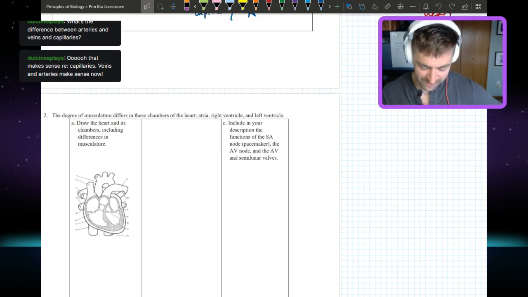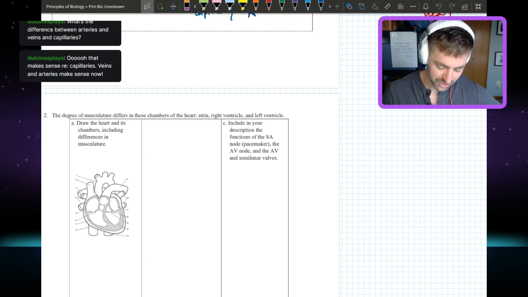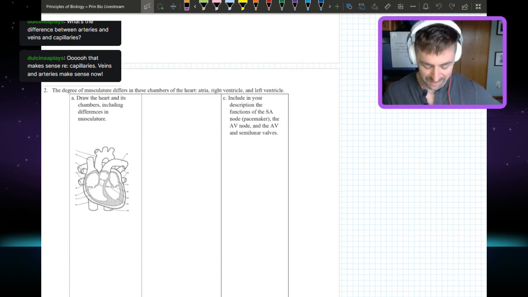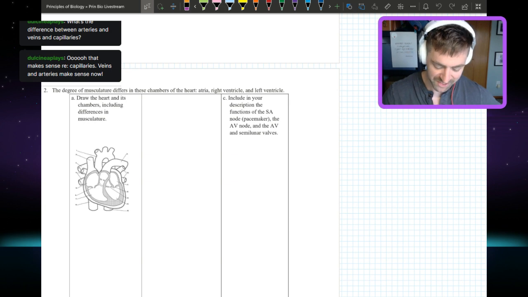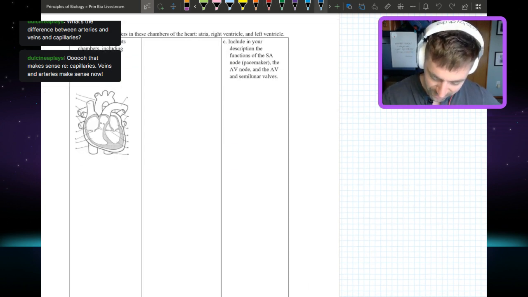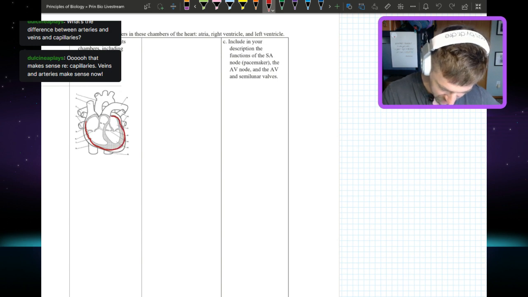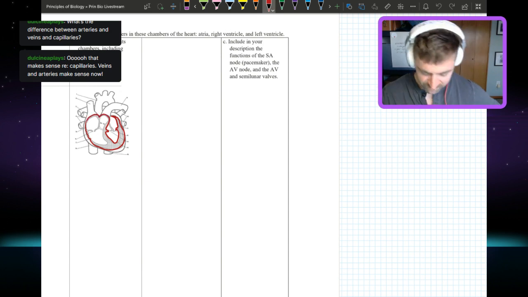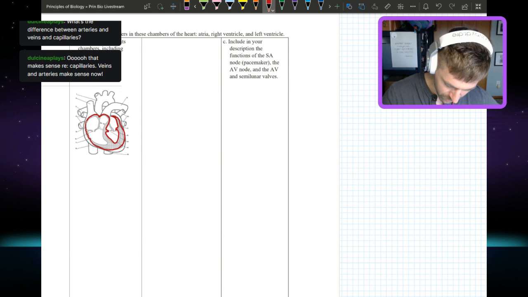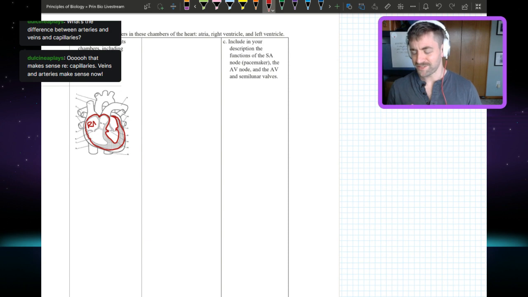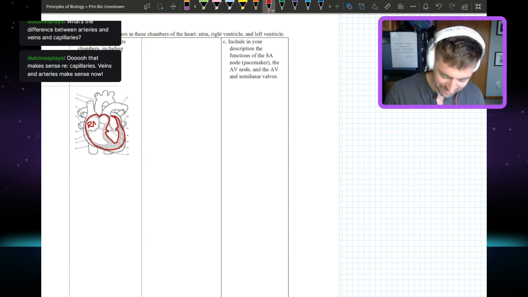The degree of musculature differs in these chambers of the heart: atria, right ventricle, and left ventricle. Draw the heart and its chambers, including differences in the musculature. And again, they've given us a little diagram here, which is sort of helpful. But what I want to highlight here, this shaded portion is what we're looking at. So this denotes the thickness of the muscle. So you can see in our atria, atria is the word for like an entryway. So if you just happen to know what that means, then you're in business.